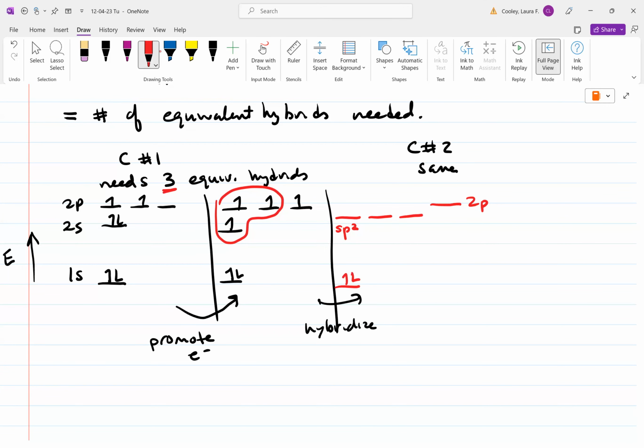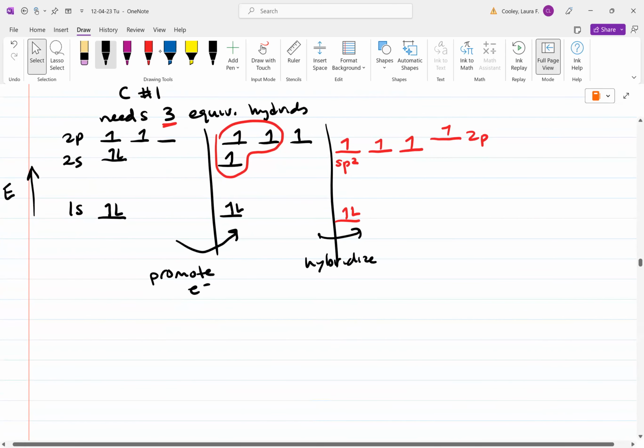So here we have 2 electrons. Now we have 1 each in each of these. So here's our sp2 hybrids. Okay, and we're going to have the same on the second carbon. So let's take a look at this.